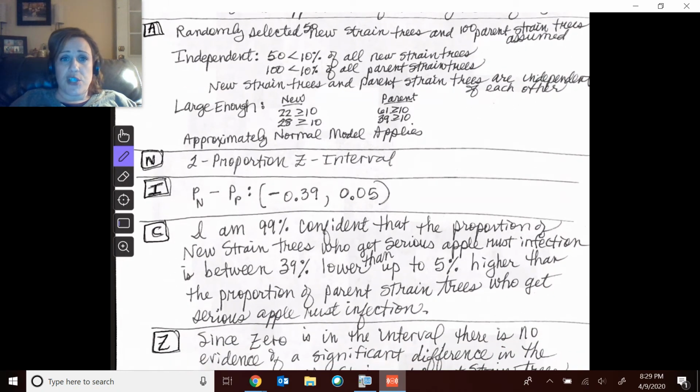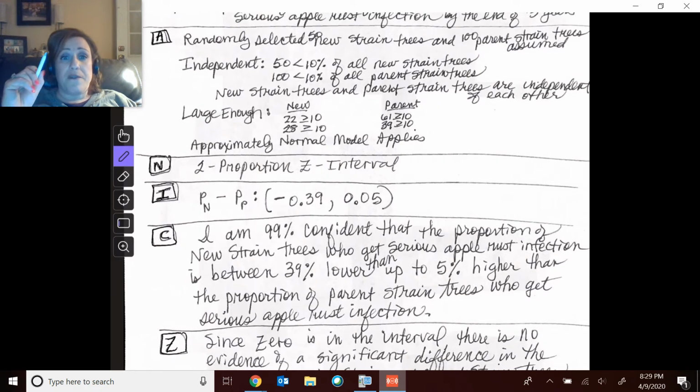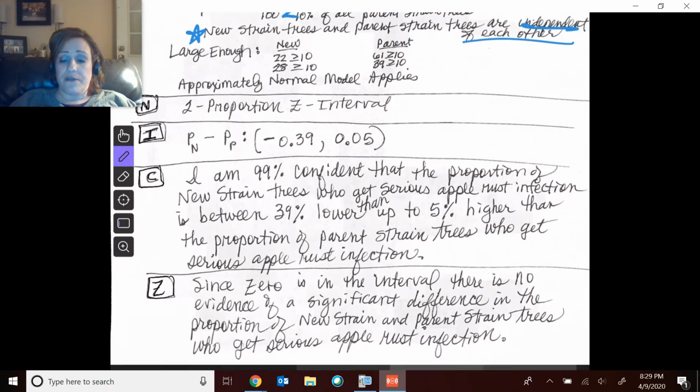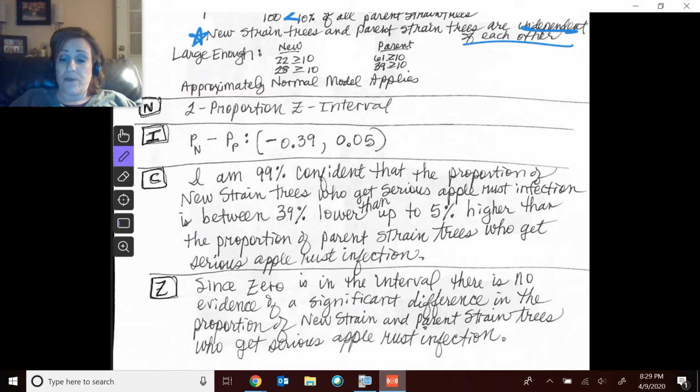So when we do our assumptions, they are about both of those sets. The 50 new strain trees and the 100 parent strain trees are assumed to be randomly selected from all the trees of those types. So then independent, that those 50 are less than 10% of the new strain trees, I guess this is apple trees, and 100 is less than 10% of all the parent strain trees, and that these two tree groups are independent of each other. Okay, so then the large enough, at least 10 successes and at least 10 failures. So for the new strain, there were 22 that got infected, which meant 28 did not. Parent strain 61 got infected, 39 did not. So those meet the large enough, therefore the approximately normal model applies.